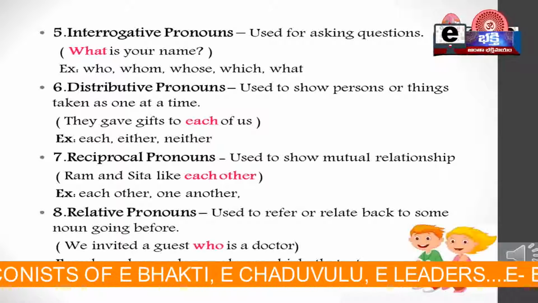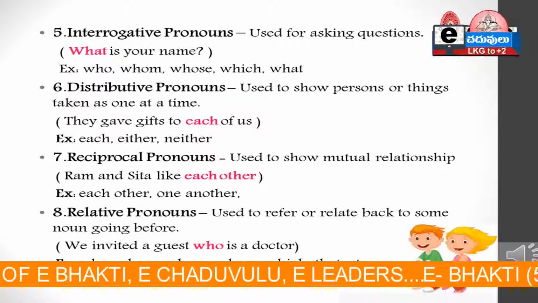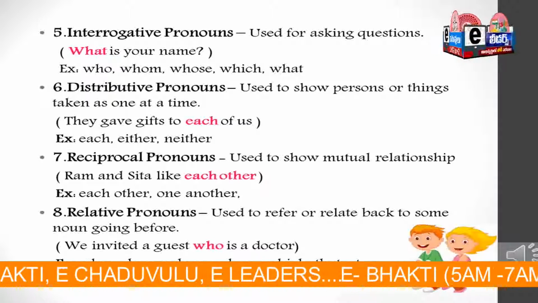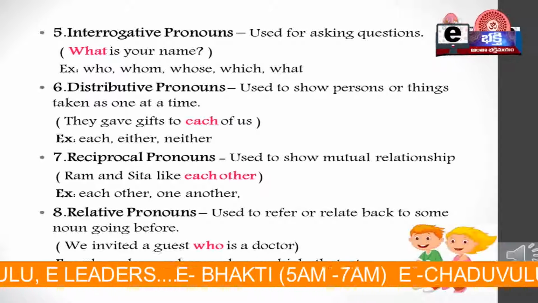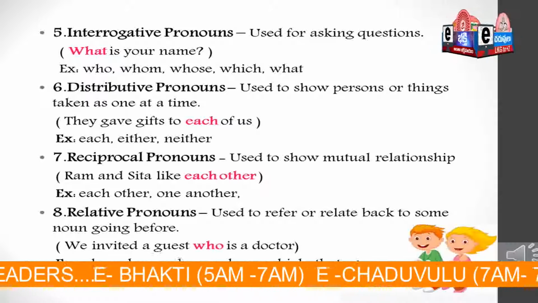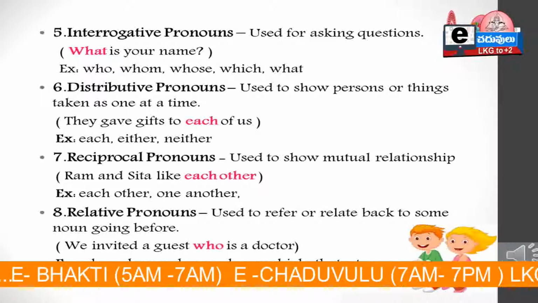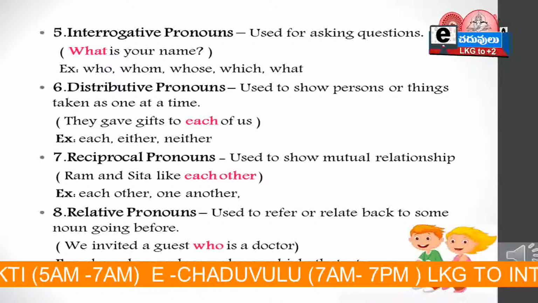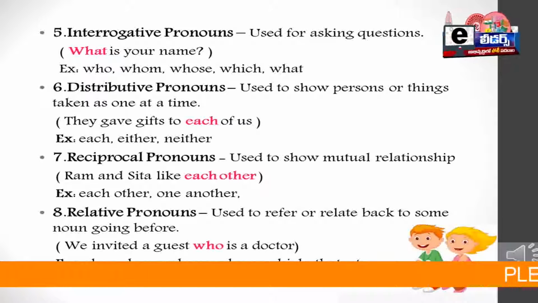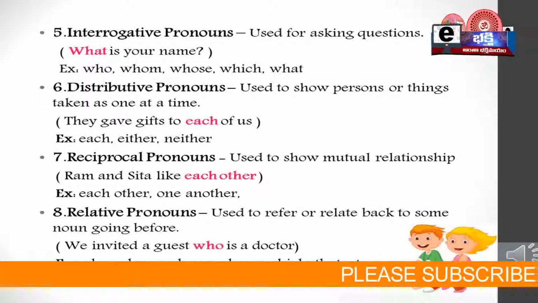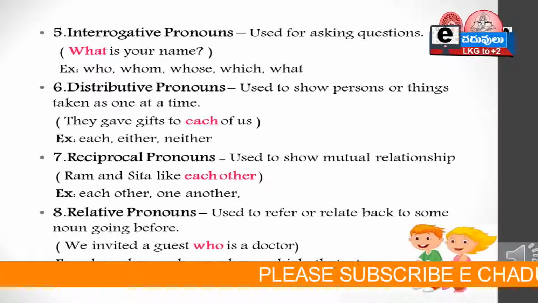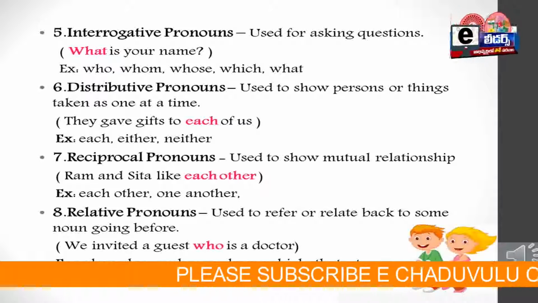Fifth one is interrogative pronouns, which are used for asking questions, like, what is your name? And the other examples are who, whom, whose, which, what. And sixth type is distributive pronouns, which are used to show persons or things taken as one at a time. Like in the example, they gave gifts to each of us.